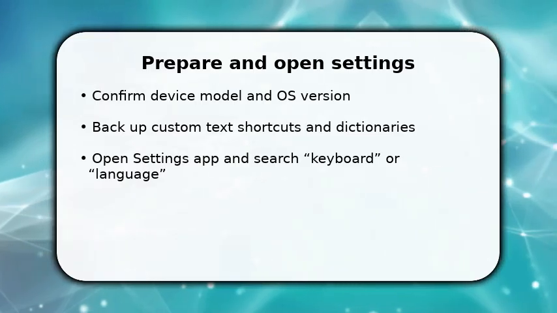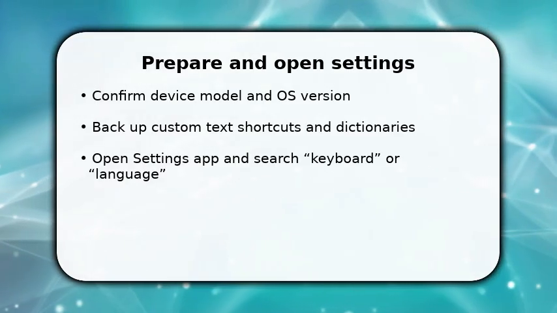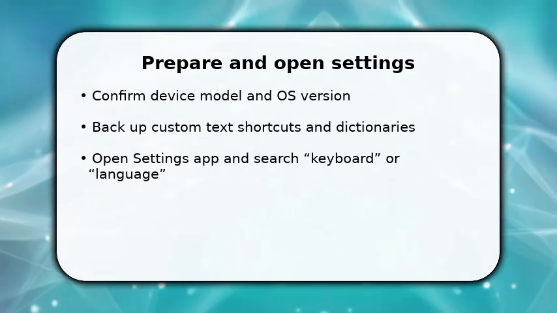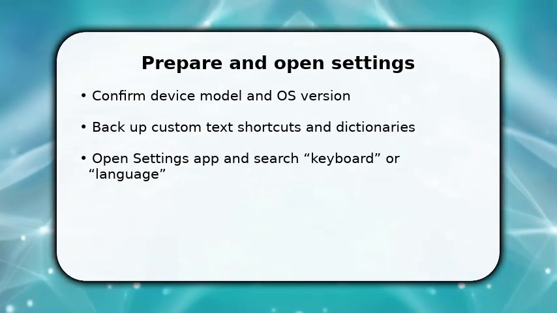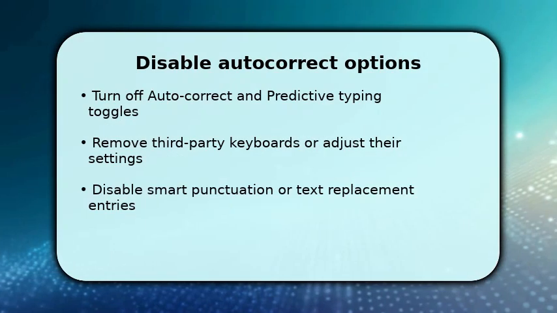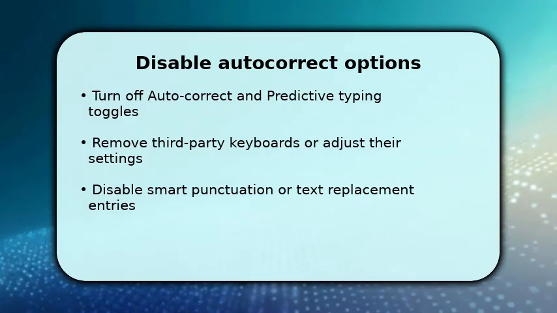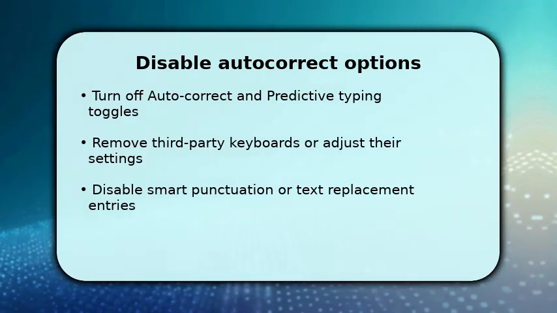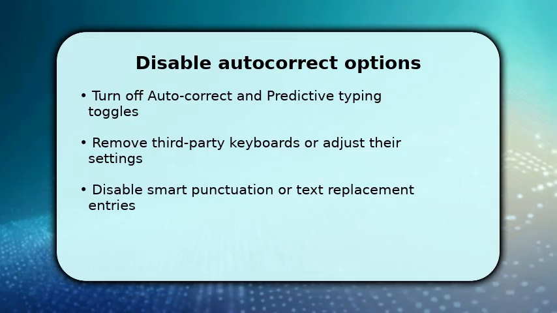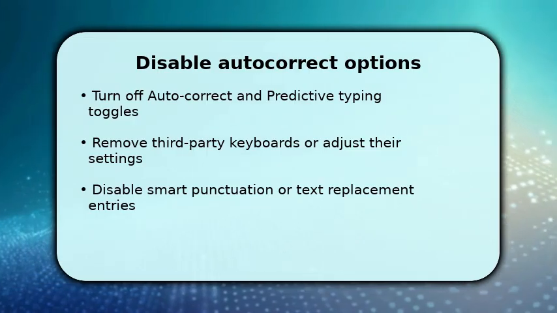Once there, tap the keyboard or typing entry to reveal the first set of options where autocorrect lives. You'll now turn off the toggles controlling automatic corrections and suggestions. On iOS, disable autocorrect and predictive. On Android, open Gboard or your keyboard app and switch off text correction and suggestion strip.